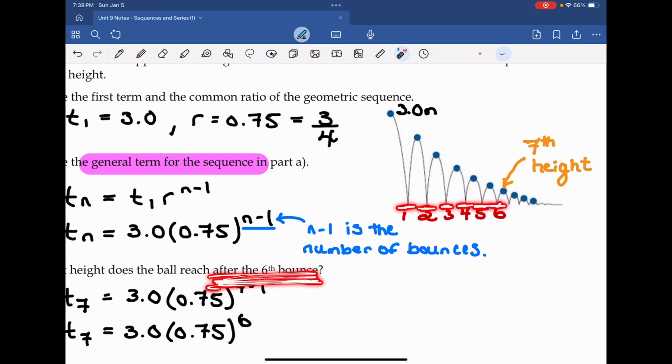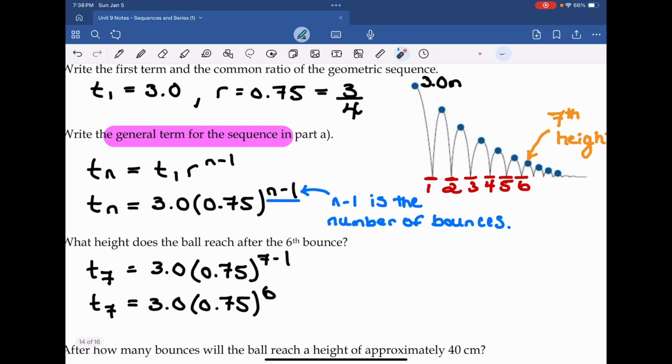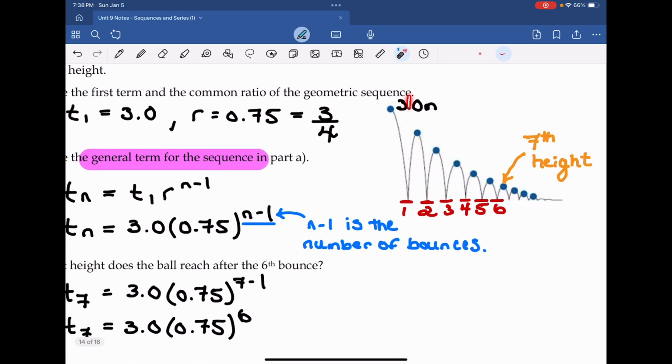That's the really critical language here. After the sixth bounce, it goes up to that seventh height. And if it's up to that seventh height here, we consider that to be after the sixth bounce, which makes it so we're actually looking for T7, the seventh position. 1, 2, 3, 4, 5, 6, and 7. That's T7, which occurs after the sixth bounce.